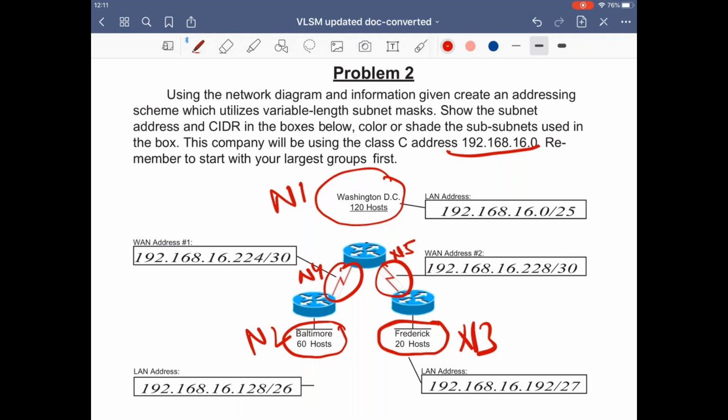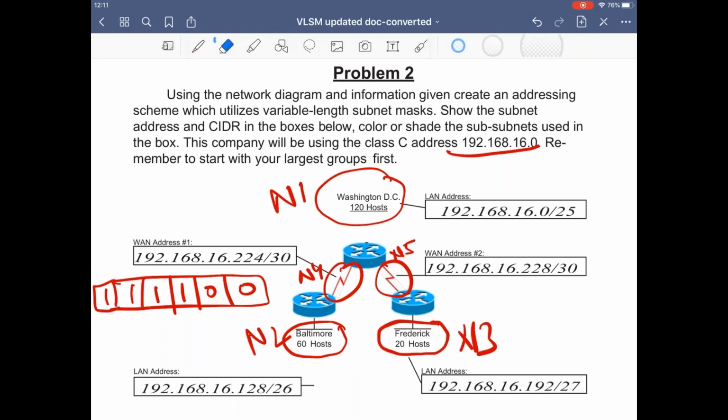Okay, so the valid IP range is 256 minus 252. So it is 4. So the fourth network will start from 224. And the broadcast IP address for the fourth network is 227, because N5 starts from 228. Only 2 bits are 0 for network 4.